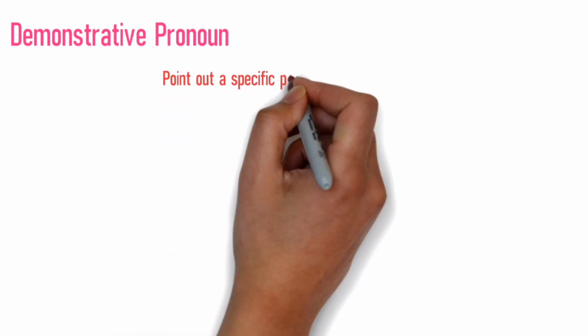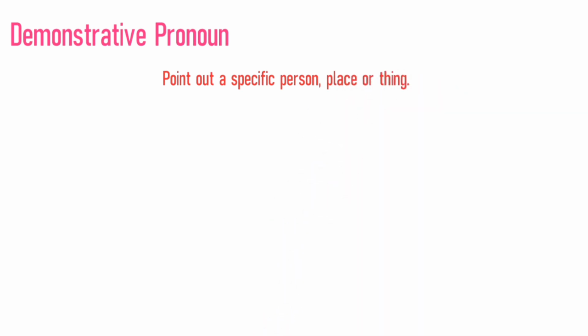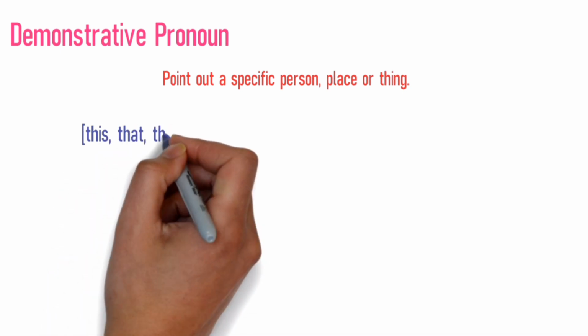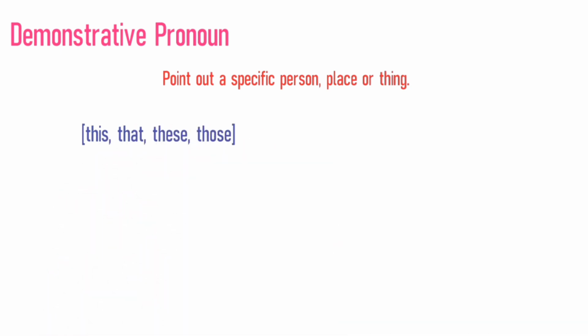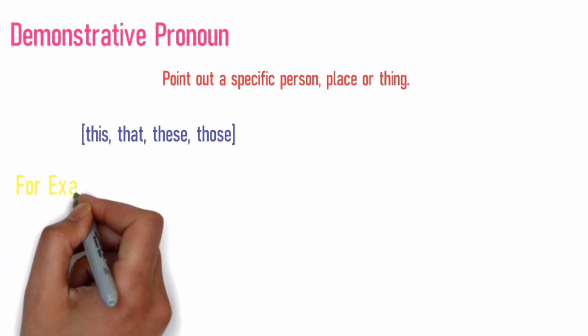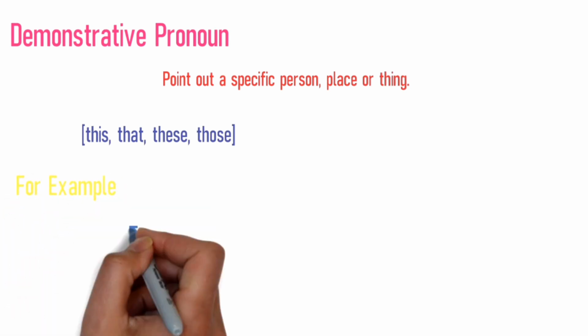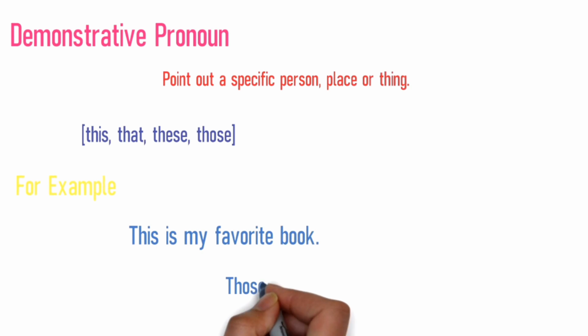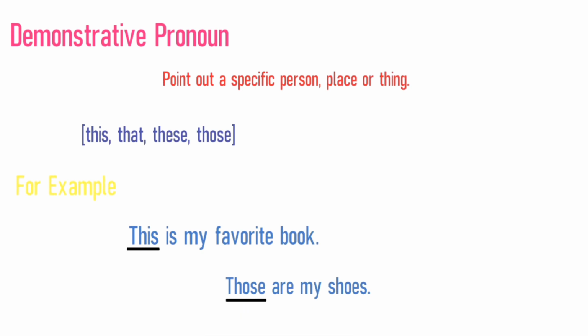Demonstrative pronouns. Demonstrative pronouns are used to point out a specific person, place, or thing. It includes this, that, these, those. Let's understand them by some sentence examples. "This is my favorite book." "Those are my shoes." In these sentences, this and those are pointing out something specific, so both are demonstrative pronouns.